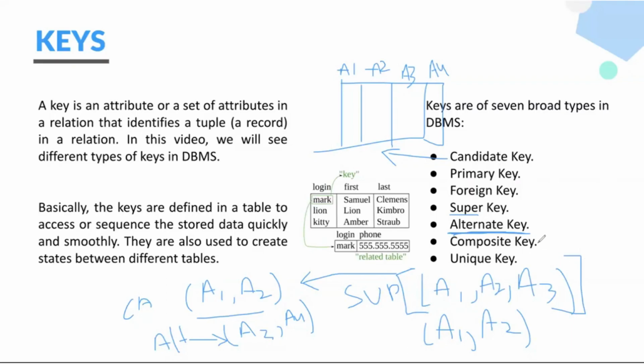Now, what is a composite key? A composite key is when you combine more than one attribute, not one, more than one attribute together to be a candidate key. Then it's a composite key.